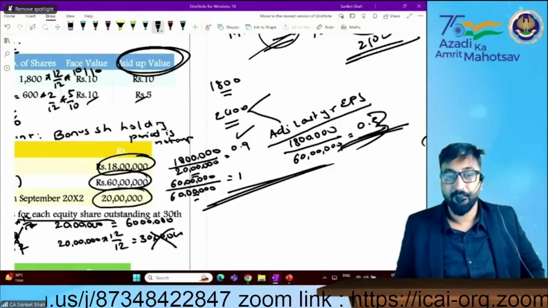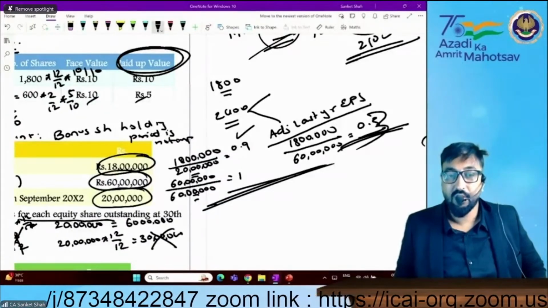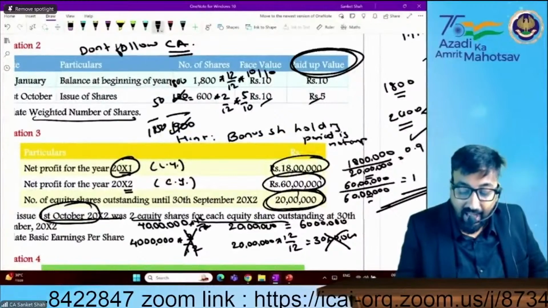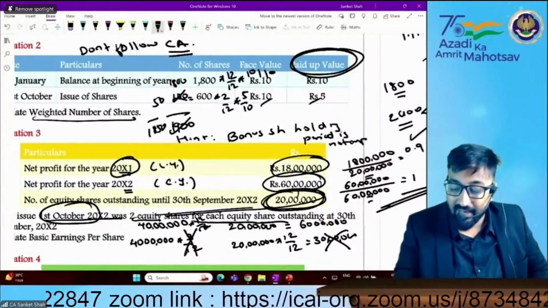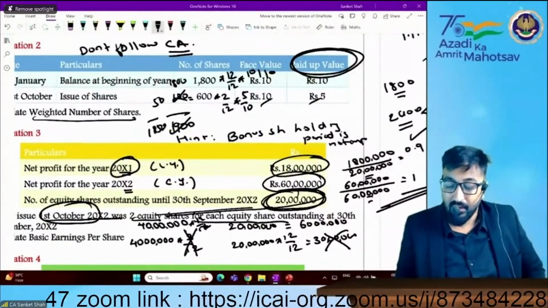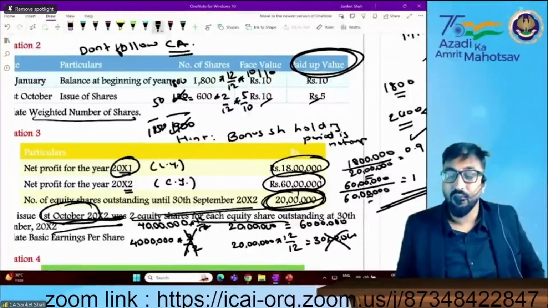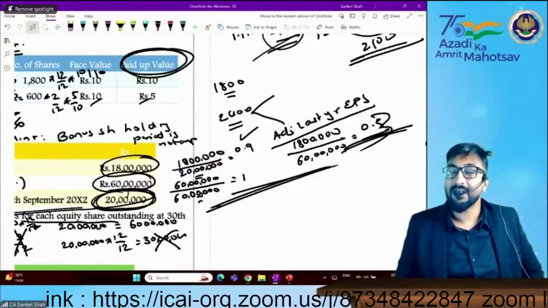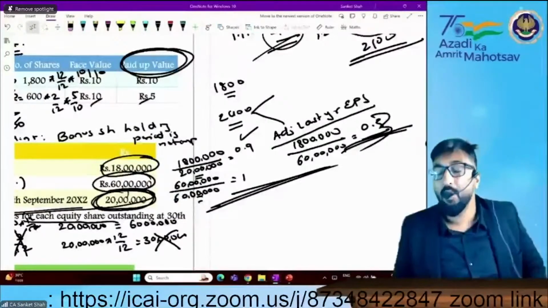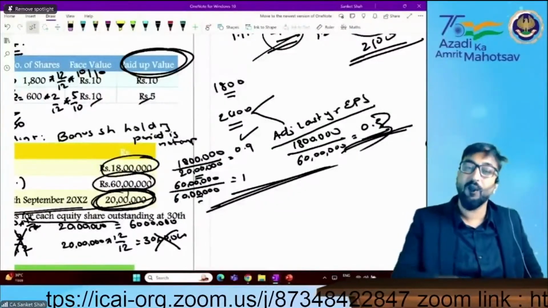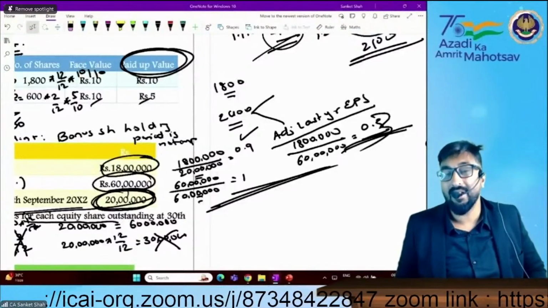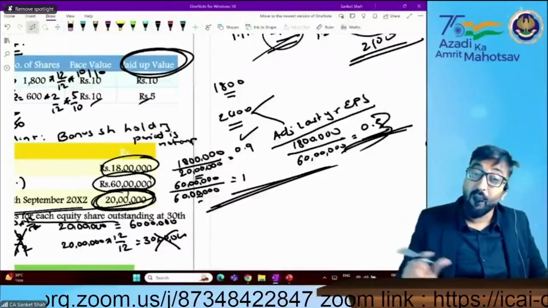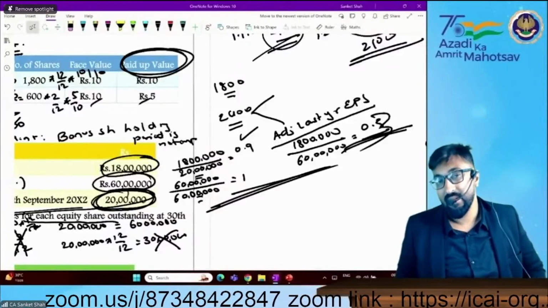He's asking me, sir, why do we divide by 20 lakhs? Sir, last year these shares were 20 lakhs only. No, you declared bonus in 2002. So in last year, how many shares did you have? Only 20 lakhs. In the current year, you added bonus shares. Therefore, you had 60 lakh shares in the current year. And to make it comparable, we have to divide by 60 lakhs. So the logic is very simple.